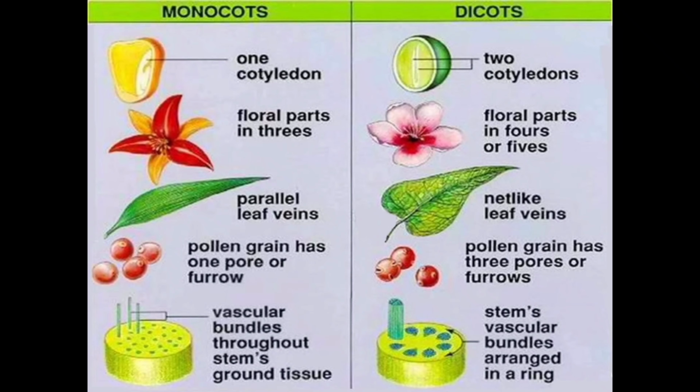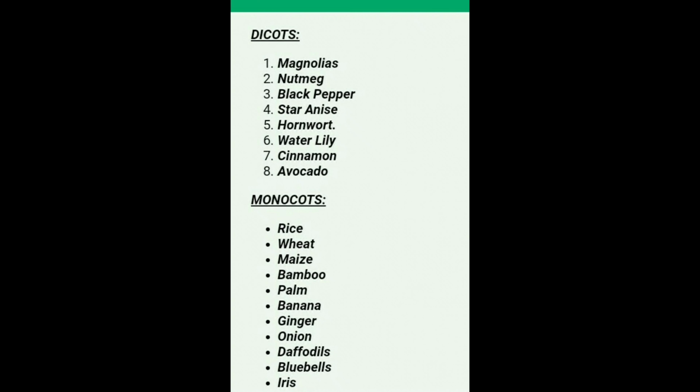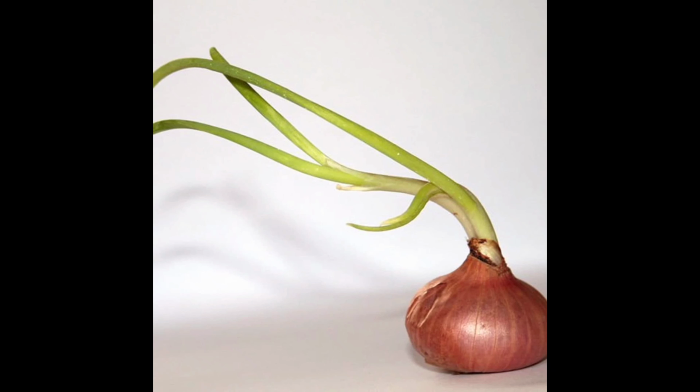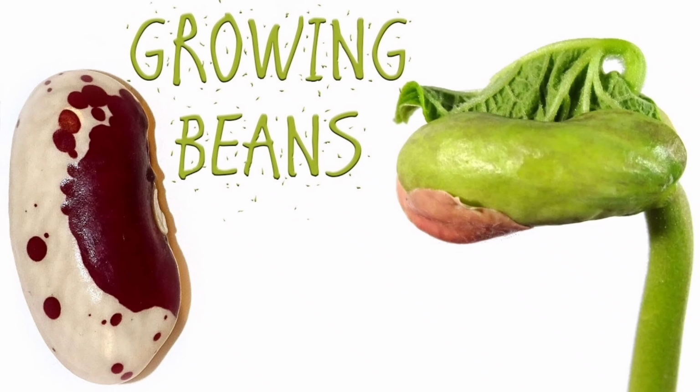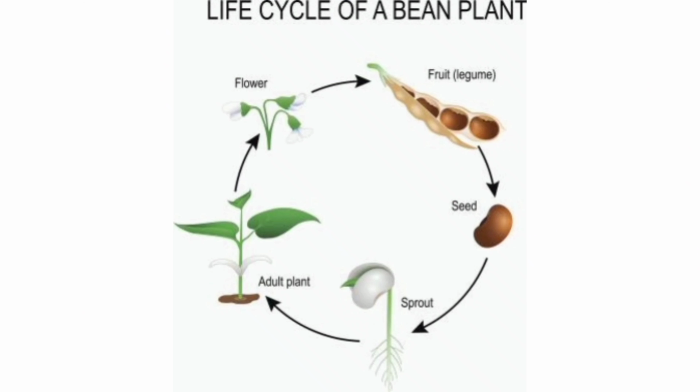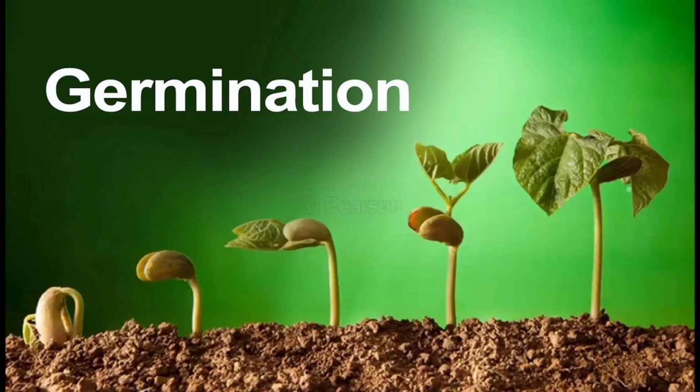We will see some examples of monocots and dicots. First of all, dicots: magnolia, nutmeg, black pepper, star anise, hornwort, water lily, cinnamon, and avocado. Monocots: rice, wheat, maize, bamboo, palm, banana, ginger, onion, daffodils, bluebells. This is a picture of onion for monocots. And this is garlic. And this is growing beans, for example of dicots. First it is a seed, next sprouts, next adult plant, and so on.